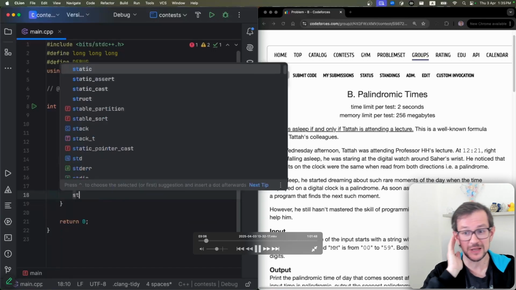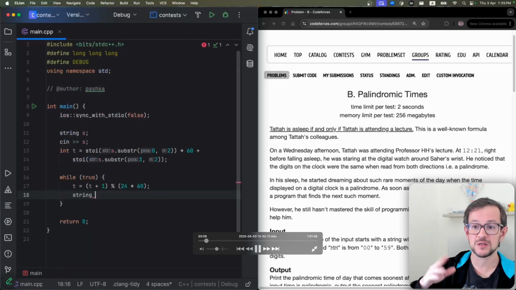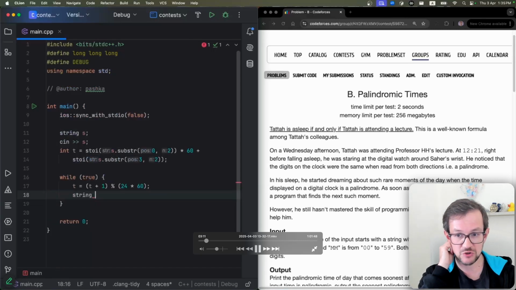Yeah, okay, I spent some time here. Here I will just construct the string which represents this time. And I've just constructed it character by character. Okay.